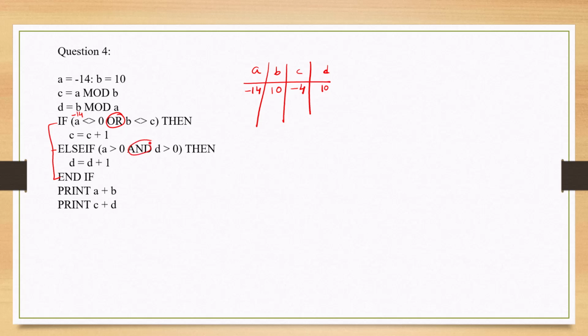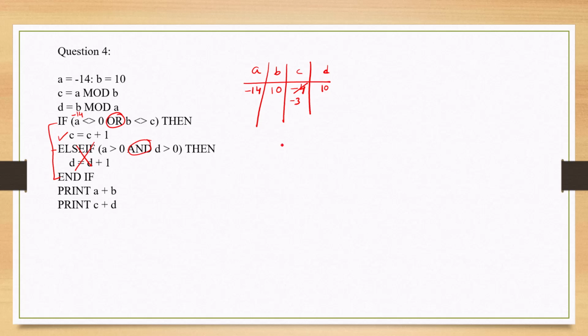Then we also have logical AND here. The rule of logical AND is if both are correct, then only it is accepted. So here, in the first condition only, minus 14 not equal to 0, the first condition is correct. So we don't need to check the second condition. We are going to go with this line, C equal to C plus 1. So the value of C, that is minus 4 plus 1, is going to be minus 3. Else if we did not check because the first condition was correct.